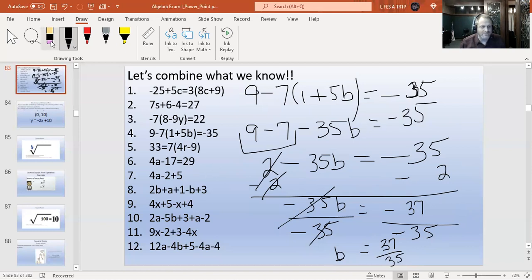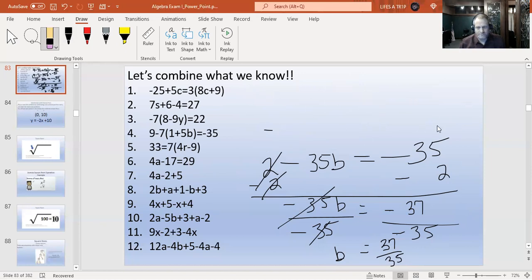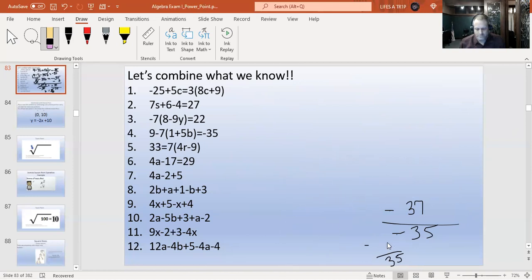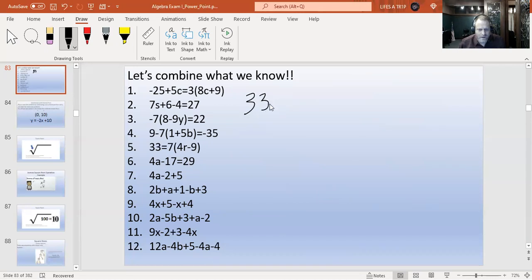Okay, number 5. 33 equals 7 times (4r minus 9). This looks like one we had in one of our other videos. So regardless of the position where this 33 is, it's the same process.